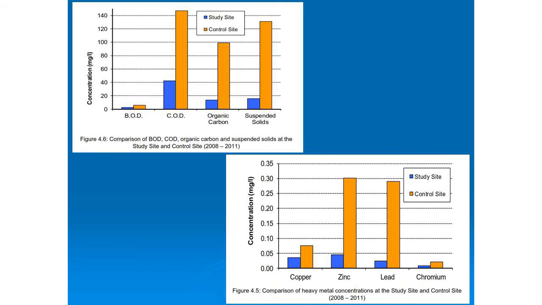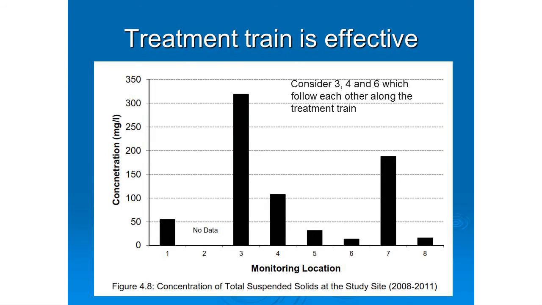So that's BOD and COD, organic carbon and suspended solids and metals. It's all telling you the same thing, that the runoff from an urban residential site is polluted, and the SuDS is cleaning it up. And it also shows that the treatment train is effective.